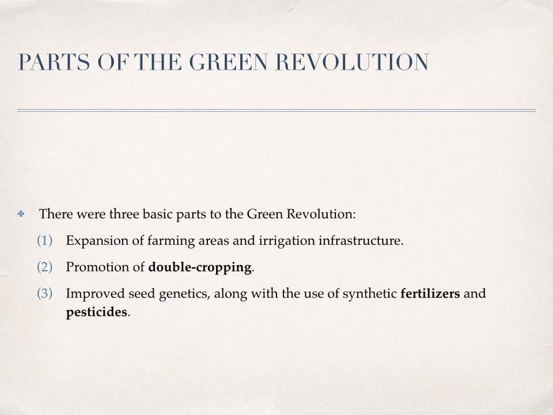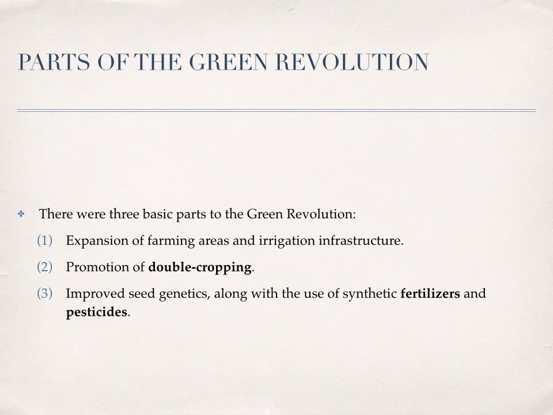The parts of the Green Revolution. There were 3 basic parts to this Green Revolution. First, the traditional part, where they did expand farming areas. They did put more land under cultivation. And they also installed an irrigation infrastructure in some areas to irrigate the crops. The second part was to promote double cropping.